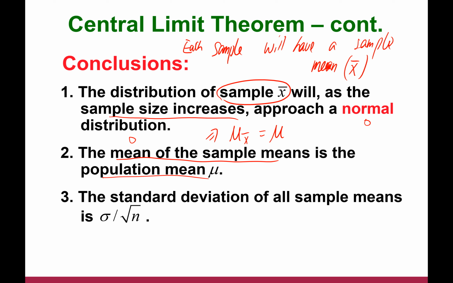And the standard deviation of the sample means, sigma of x bar, equals the population standard deviation over the square root of the sample size. So those two are the most important discoveries from the central limit theorem.